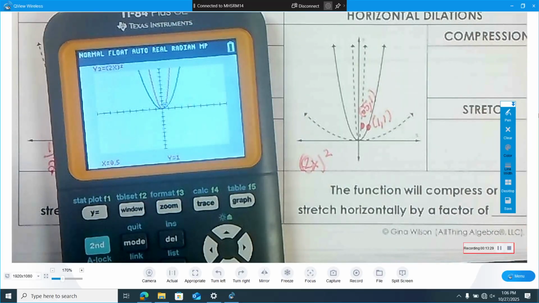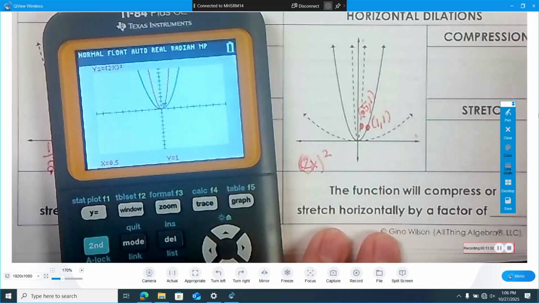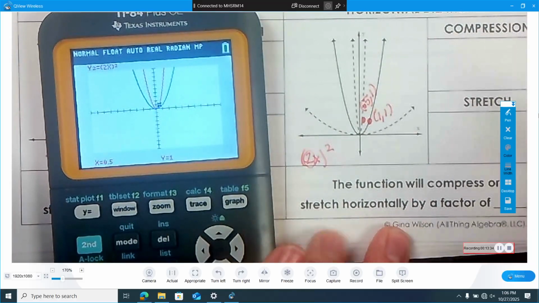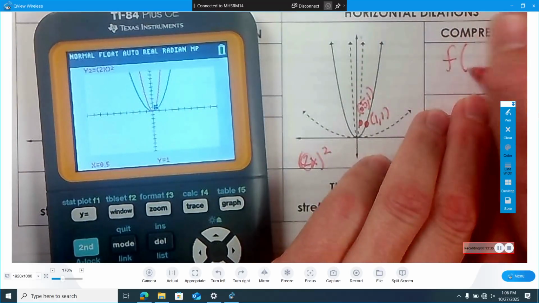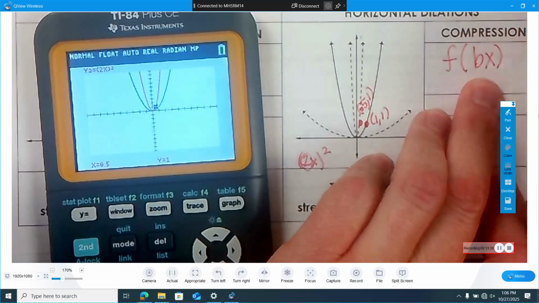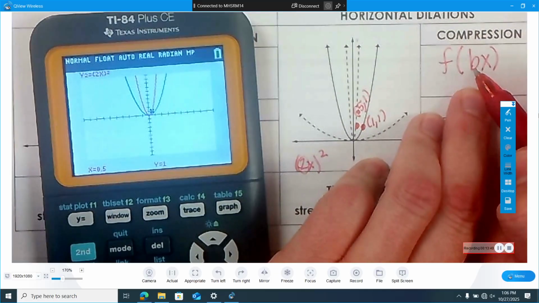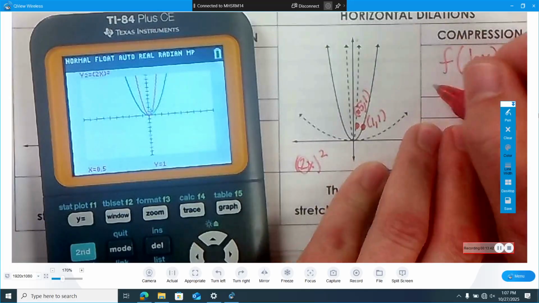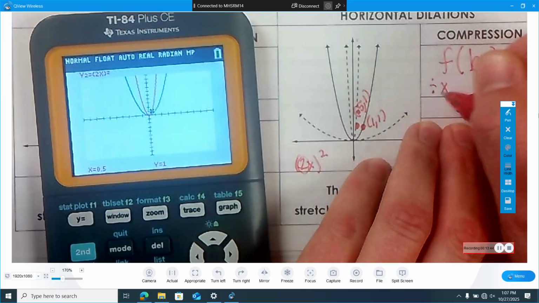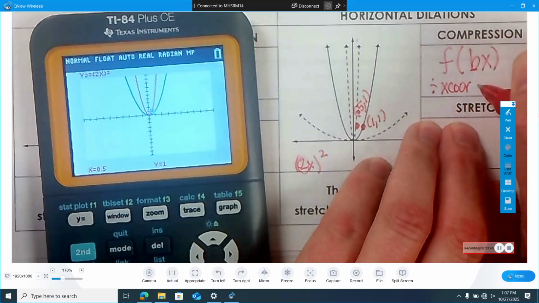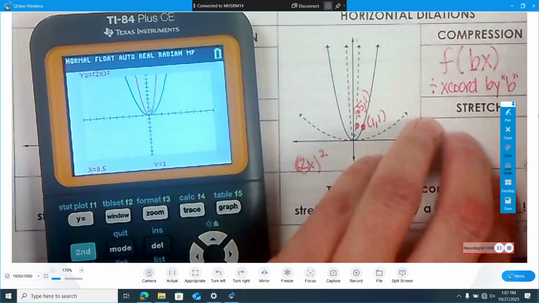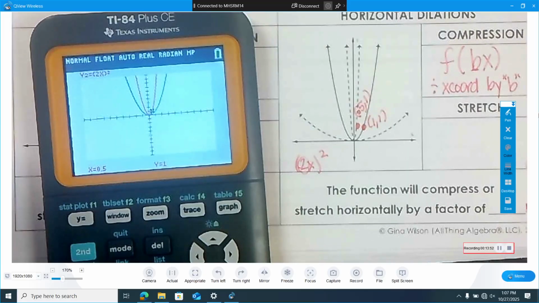It does the opposite. It's very weird. So a compression happens if we have our function and a number inside with x. It actually divides the x-coordinate by b. It does the opposite. It's inverted. Everything with x is totally weird.